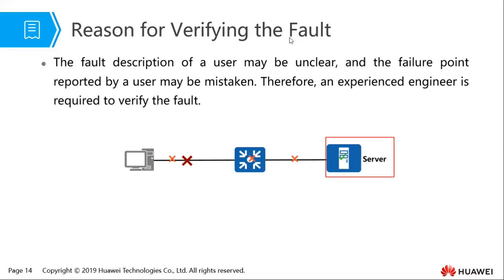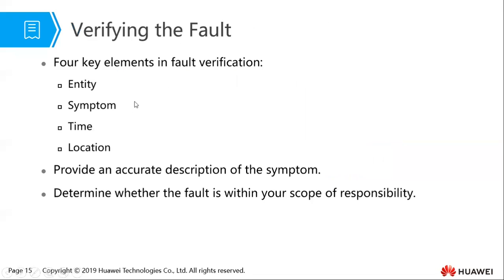You need to understand as a network engineer that you should always expect the fault description of a user, most of the time, to be unclear. And the failure points that they report may be mistaken. That's why we need to do fault verification. So how do we then do fault verification?